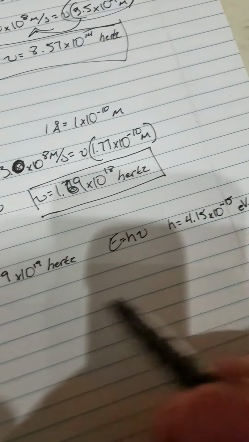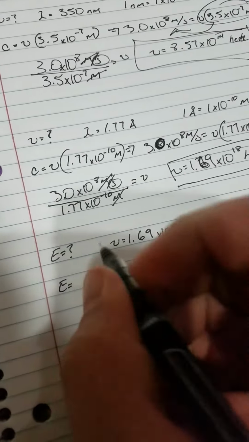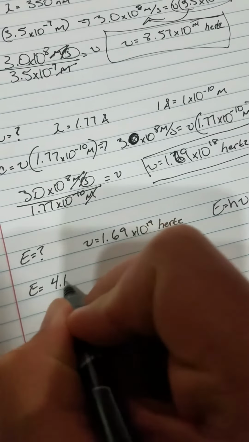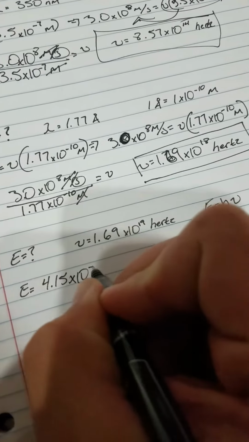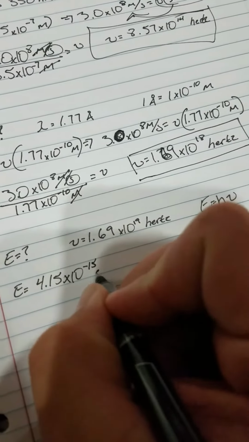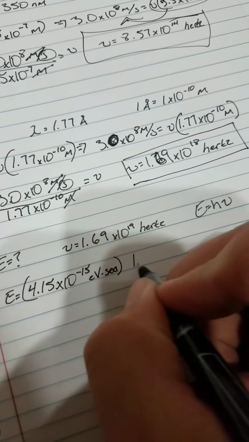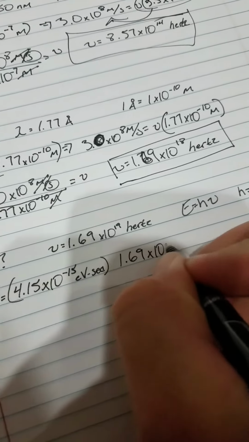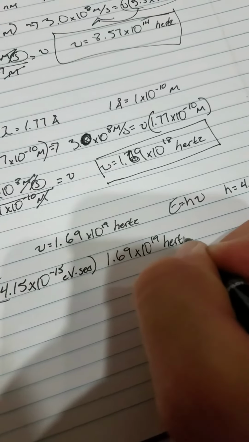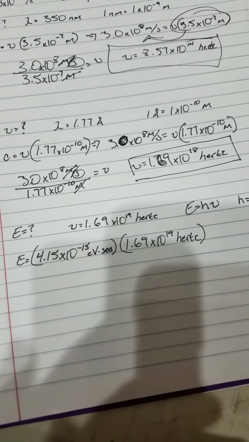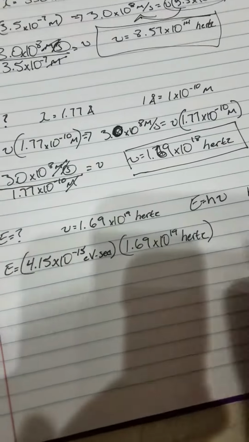So now, once again, you're just plugging the information into your equation. E is the variable that you're looking for. E equals 4.15 times 10 to the negative 15 electron volt seconds times 1.69 times 10 to the 19 hertz. So there's your equation. You're looking for the energy.